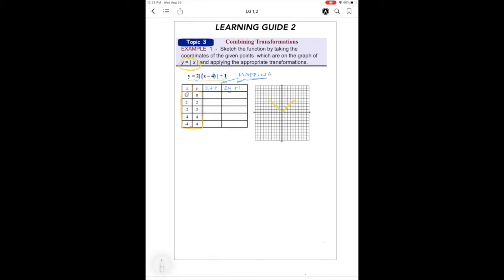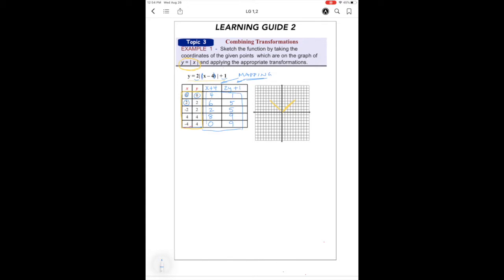So this 0 goes in there, so it's 4. This 2 goes into there, 6, 2, 8, 0. Now these guys are going to go into the y's. So we get 1, 5, 5, 9, and 9. So now we have the coordinates.